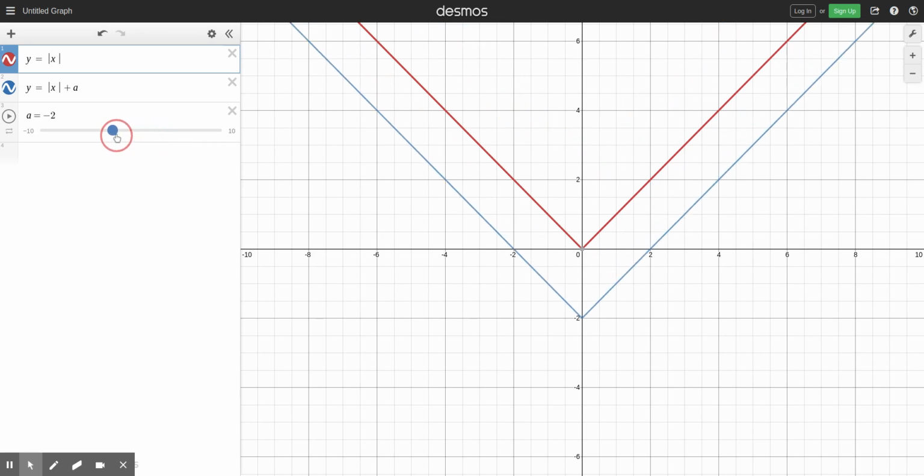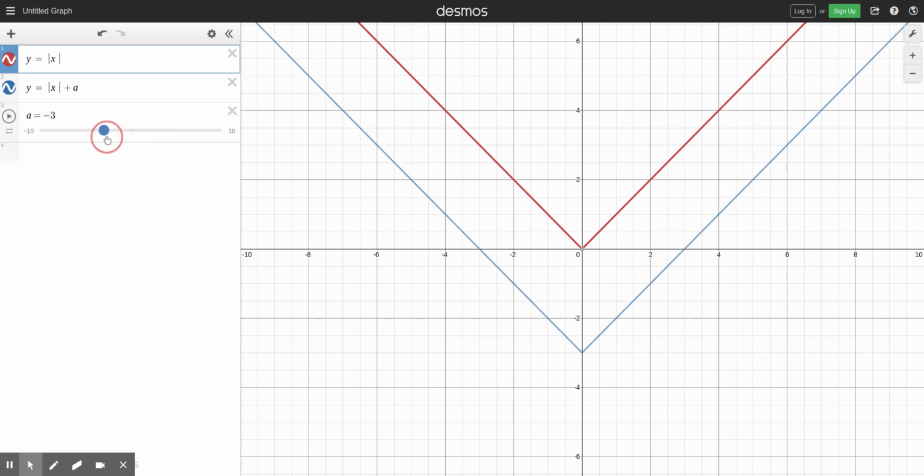If I make that negative, then I'd be dealing with x minus 3. Now you can see I have translated down 3 units. So plus translates up and minus translates down. And whatever the number is, that's how far you go.